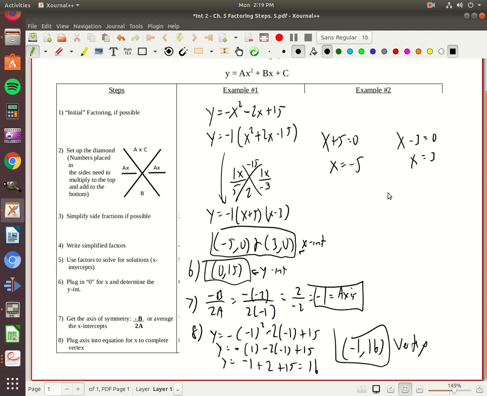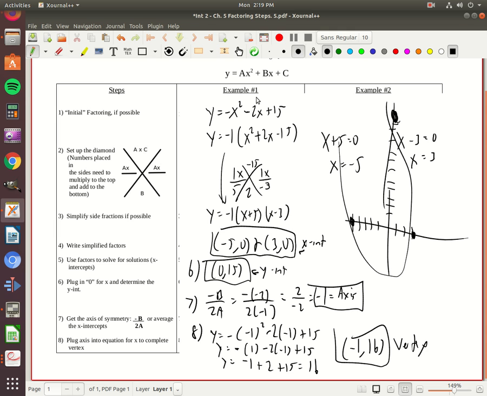Again, if I want to do a quick little ugly graph here, negative 5, 0, positive 3, 0. I have one at negative 15. So what's going on here? Why is my y-intercept way up here? Is it going to look like that? That doesn't seem like it makes sense. My vertex is at -1, 16. So hopefully we kind of get what's going on here. This thing, and you might remember from an earlier video, this thing's going to actually open down.